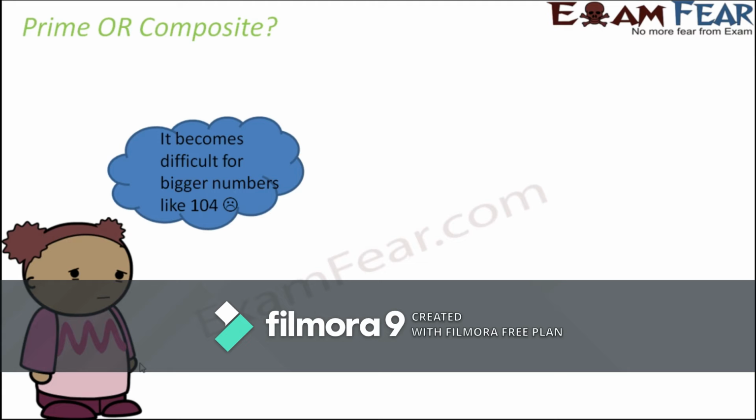Now here you might have faced a challenge. You might feel that it becomes difficult for bigger numbers like 104. Let's say you ask me whether 104 is a prime number or composite number. If I start from 1 and have to continue till 104, trying to see whether 104 is divisible by each of the numbers or not, then it is going to be a very tedious task. So it would become very difficult to decide whether 104 is a prime number or a composite number.